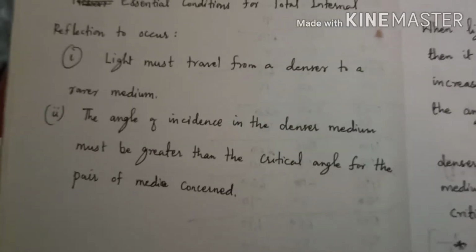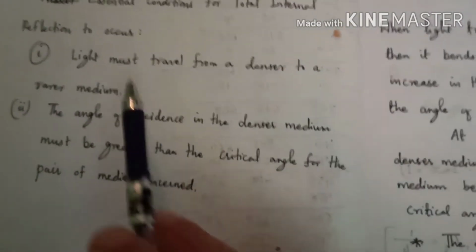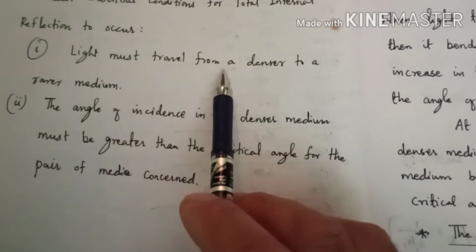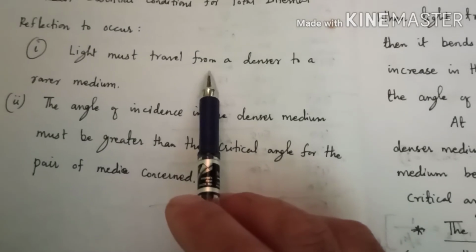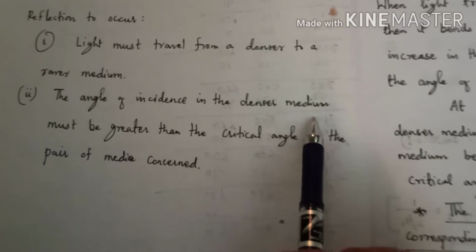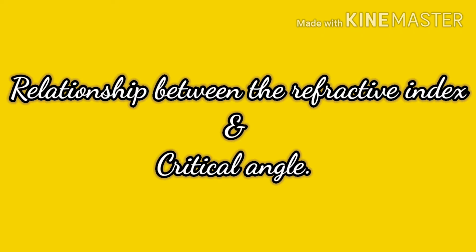Now the first condition for total internal reflection to take place is that light must travel from a denser medium to a rarer medium. If this condition is not followed, then total internal reflection will not take place. The second one is that the angle of incidence in the denser medium must be greater than the critical angle for the pair of media concerned.